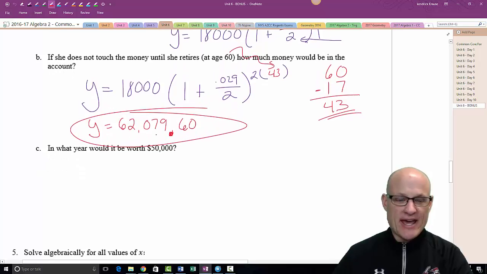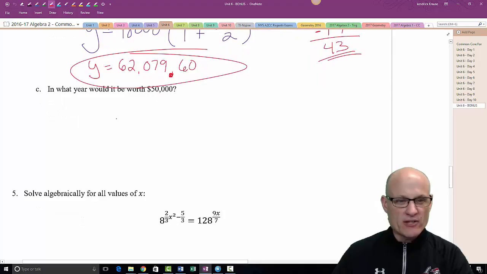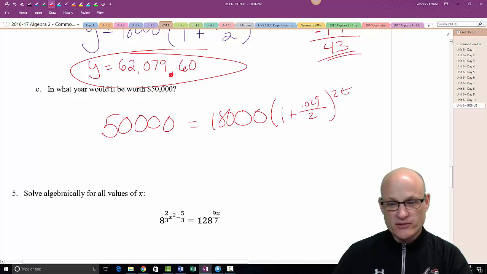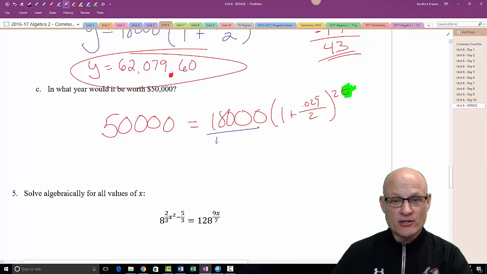Now, in what year would she have $50,000? Well, it's not going to be quite 43 years, is it? So we want to start out with $50,000. She has $18,000. 1 plus 0.029 to the 2 over 2t. So notice, I need to solve this for t. That's an exponential. In order to solve an exponential, I'm going to have to turn this into a log. So I'm going to divide by 18,000. So I don't need these zeros here. So I have 50 over 18.